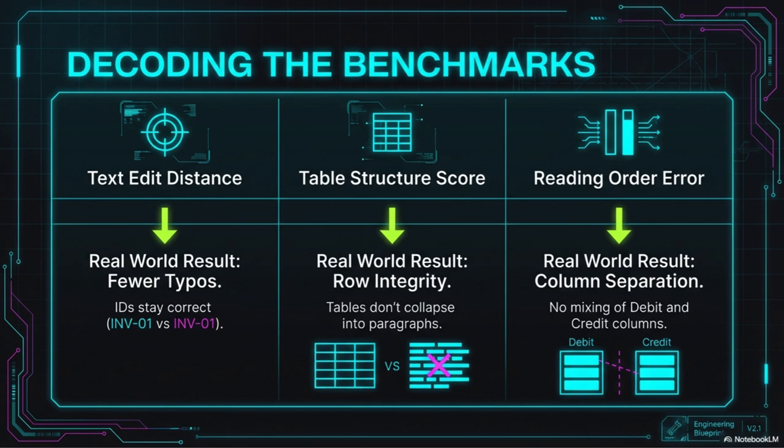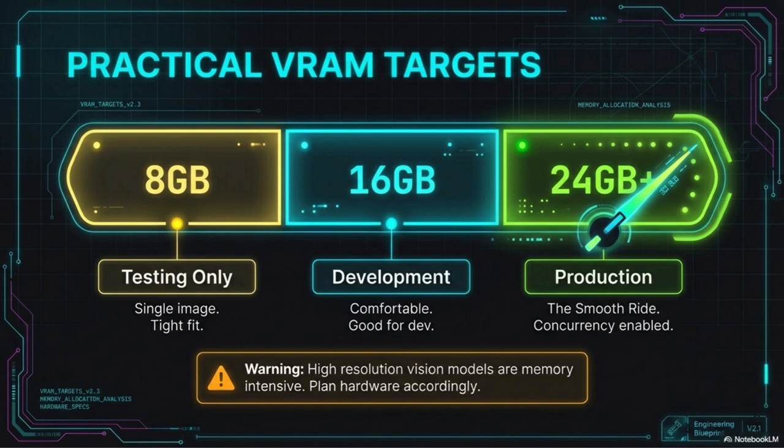Got it. Table structure score. That's row integrity. That's the big one. If that score is low, your beautiful table collapses into one long, useless paragraph. If it's high, the table stays a table. And reading order error. That's about column mixing. If that error rate is high, the model might read across your debit column and your credit column like it's a single sentence. That's not a typo. That's a lawsuit waiting to happen.